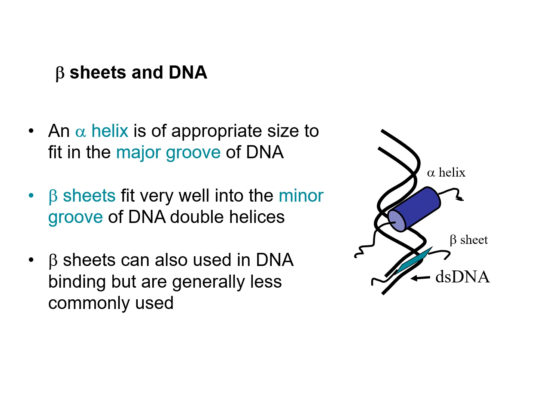And beta sheet can also be used in DNA binding, but is generally less commonly used. So alpha helix is the major mechanism where the protein and the DNA can interact with each other. But that doesn't mean that all the proteins are required to have this alpha helix. Some proteins utilize this beta sheet to interact with it, especially with the backbone.